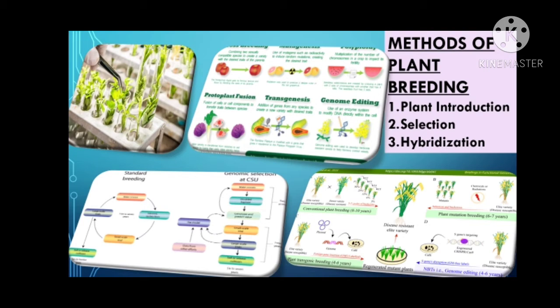Secondary introduction: when a selected variety is hybridized with a local variety and incorporation of new characters takes place, then it is used for agricultural purpose. This process is known as secondary introduction, like your Kalyan Sona or Sonalika, okay, which are varieties of wheat.